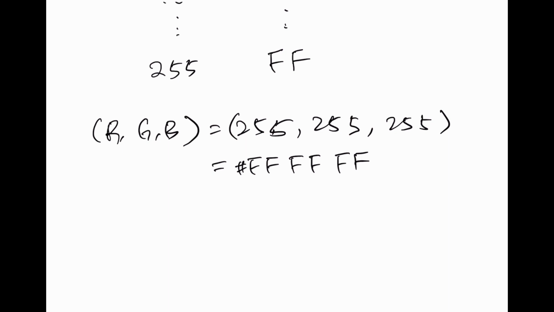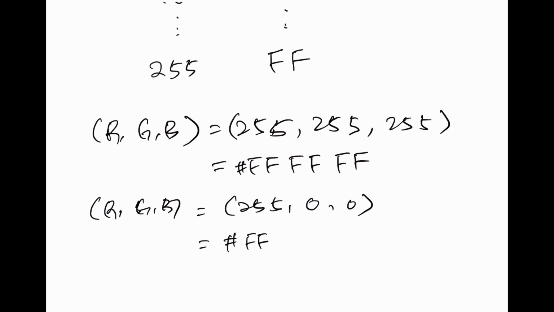Okay, and of course, if it's a pure red color, you have only 255, 0, 0. So therefore, in terms of hex, it is FF, 00, 00. Okay, so this is what you need to know about hex numbers for this video.